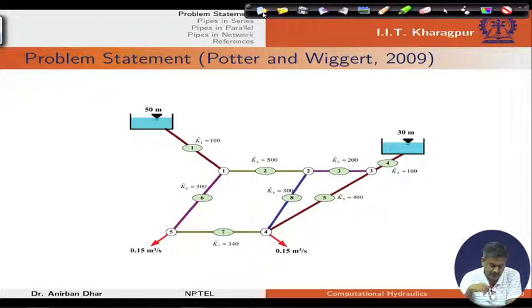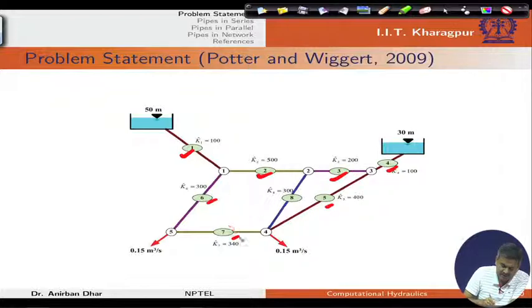So, we need to solve this problem. For this problem we have 1, 2, 3, 4, 5, 6, 7, 8 pipes, and these two are connected to reservoirs or tanks, and for these tanks we have this elevation difference, or head difference, of 20 meters.